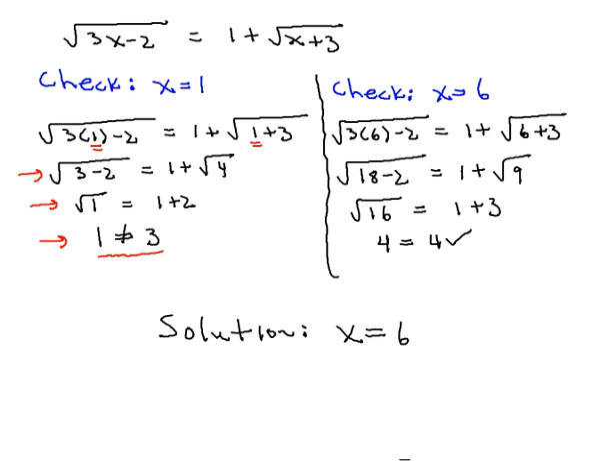And if we check x equals 6, again I've replaced the x with 6 each place it occurs in the equation. And so simplifying, then we have on the left hand side here the square root of 3 times 6, or 18, minus 2, which produces the square root of 16, which is 4. And on the right hand side we have then 1 plus the square root of 9, which is 1 plus 3, or 4. So that solution does check. So we can then say that the official solution to the equation is just the value x equals 6.